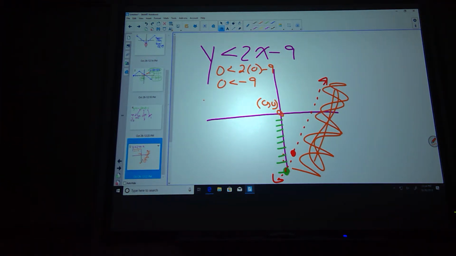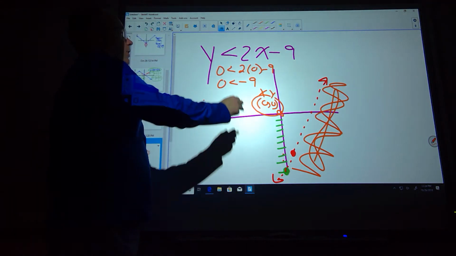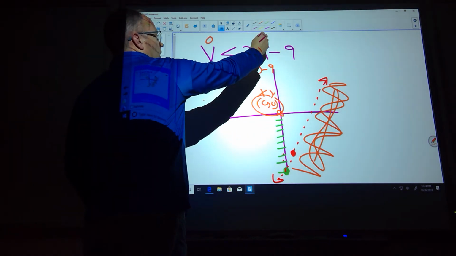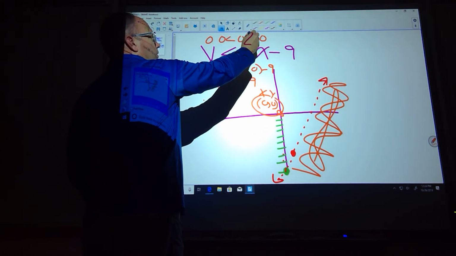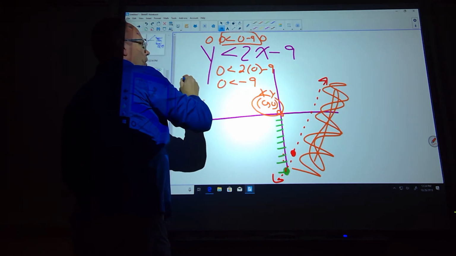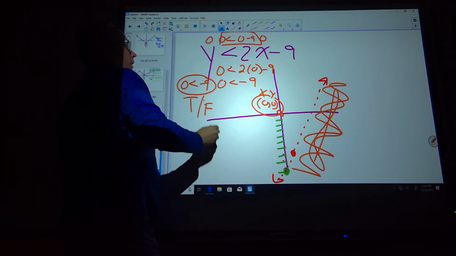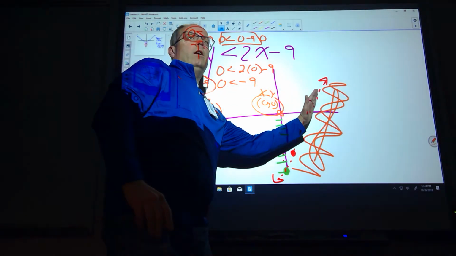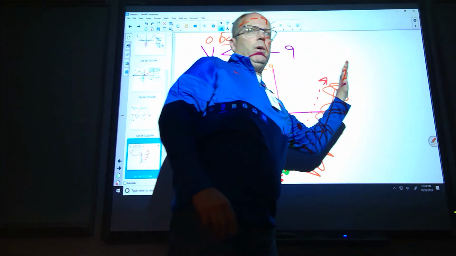Wait, I don't understand the whole 0, 0 thing. Okay, 0, 0, you're just using it as a test point. You can pick any ordered pair you'd want, but 0, 0 is really easy to use, right? That's an X and that's a Y value. So I'm going to substitute a 0 right there and a 0 right there. So I got 0 is less than 2 times 0, which is 0, minus 9. So is 0 less than negative 9? Is that true or false? False. So every point I pick on this side will be false. Every point I pick over here would be true.